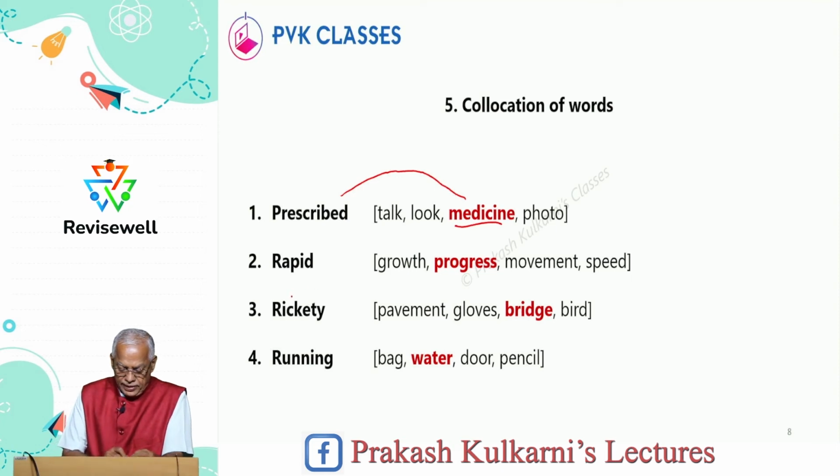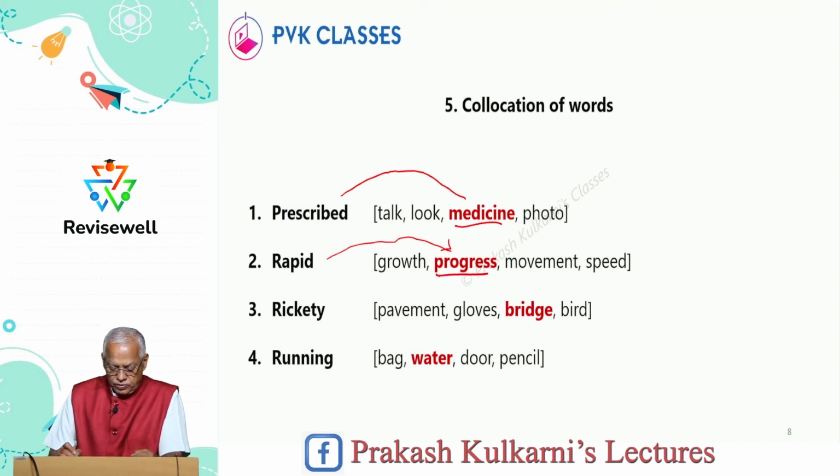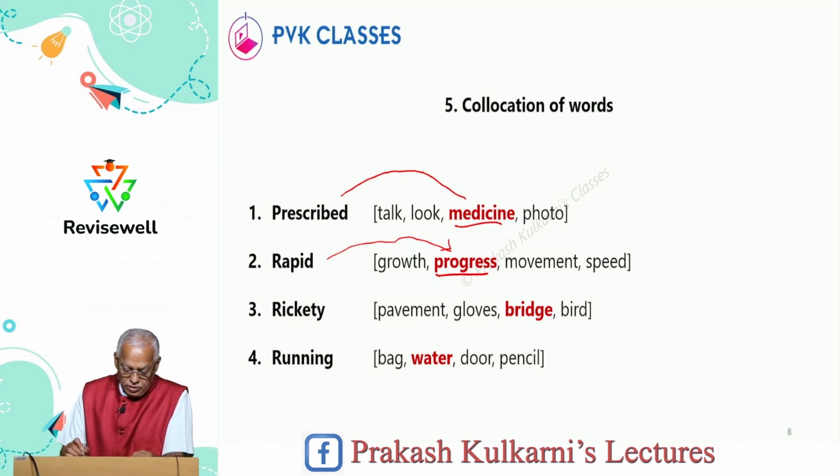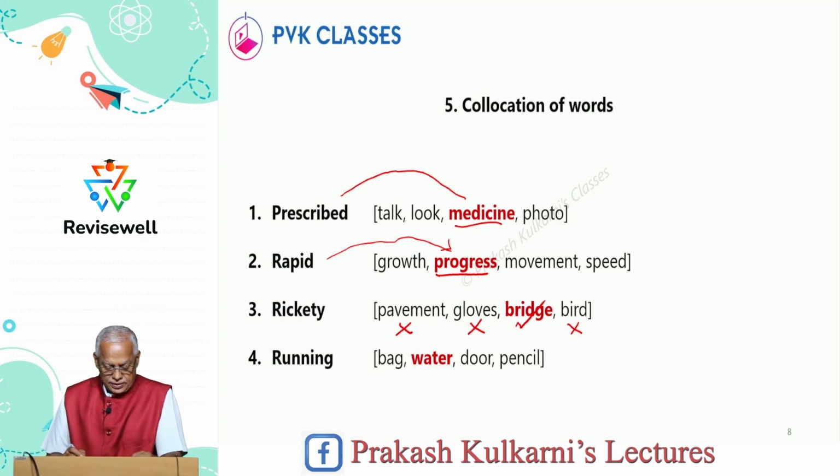Coming to rapid. Rapid progress is the correct collocation of words, not growth or movement or speed. Now, rickety payment, it is not the correct one. And gloves, it is not correct. Bird, no. It is rickety bridge. This is the correct collocation of word.